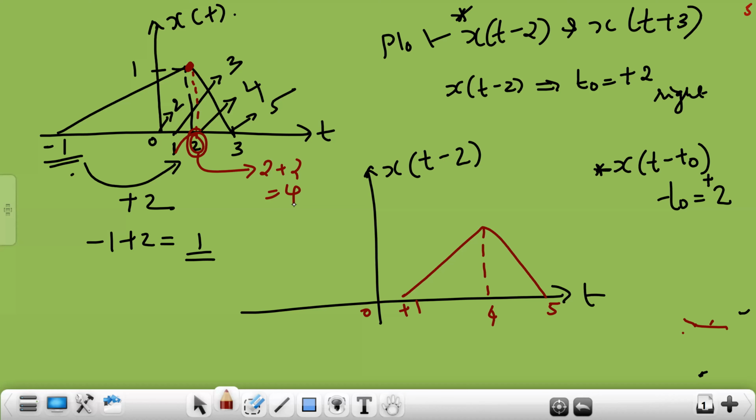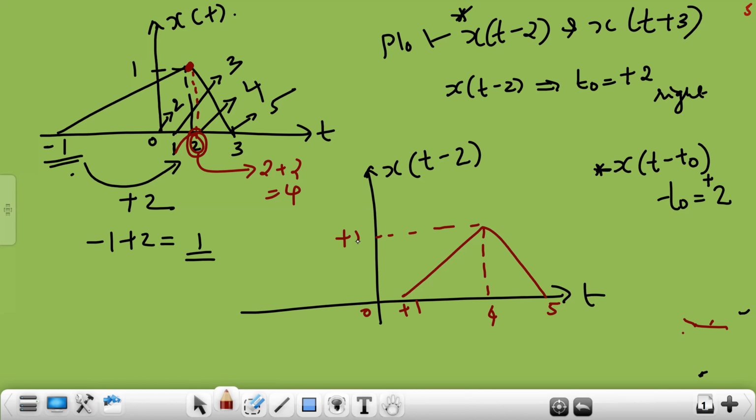Shruti, is it clear for you? Sir, on the y-axis, that will remain 1, right? Yes, there is no change for the amplitude. It will remain at 1. Shivasharan, any doubts? No, sir. Okay, now I will be plotting the next waveform, that is x of t plus 3.